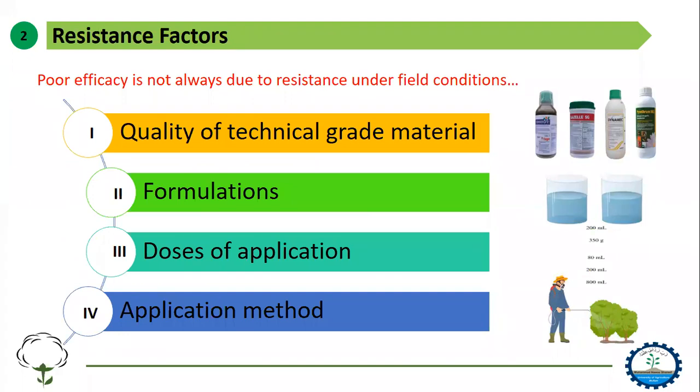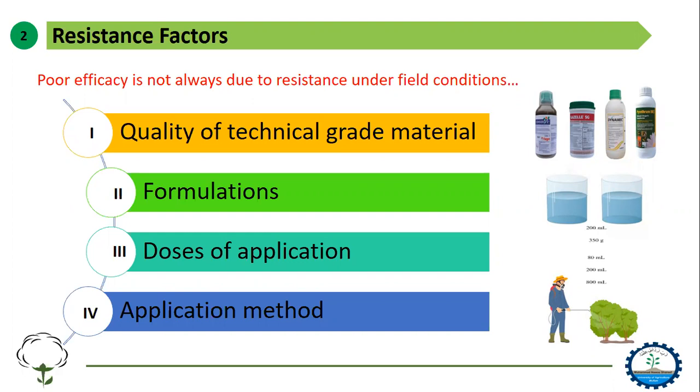Every time we think that insecticide resistance is the main problem, but poor efficacy is not always due to resistance under field conditions. There could be several other factors involved in poor efficacy. Among them, the quality of the technical grade material is a concern. The formulation of the pesticide is a concern. The dose of application is a concern, because we are not opting for the proper doses of application. And the most important is the application method.